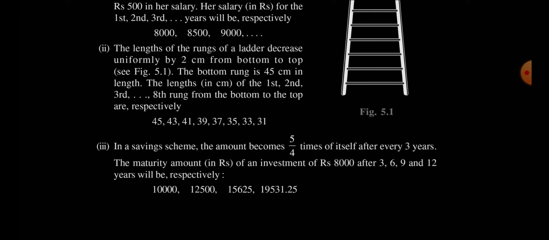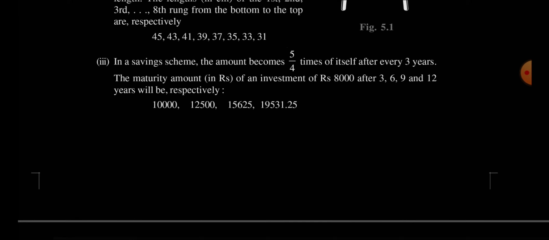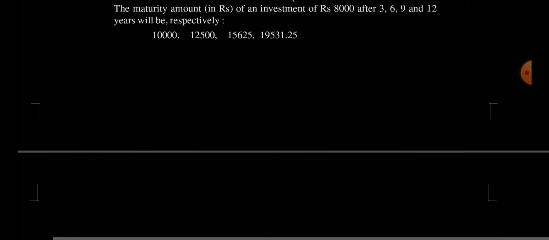Number 3. In the above scheme, the amount becomes 5 upon 4 times of itself after every 3 years. The maturity amount in Rs of an investment of Rs 8,000 after 3, 6, 9 and 12 years will be respectively 10,000, 12,500, 15,625 and 19,531.25.